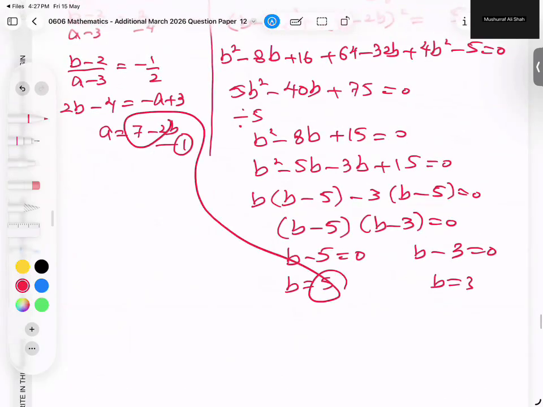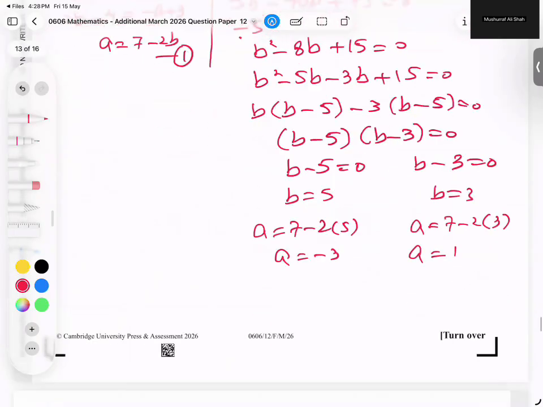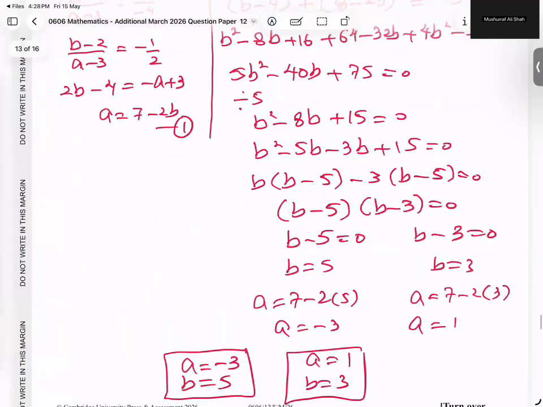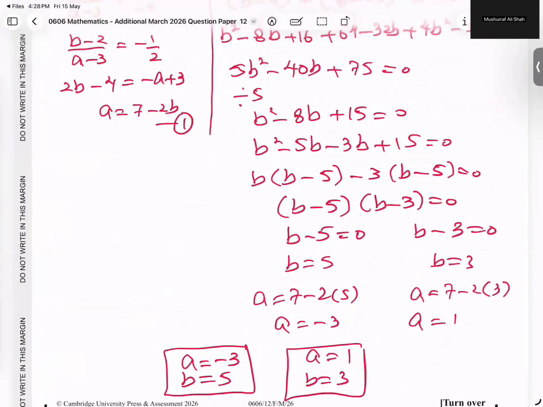This 5, I'm going to plug in there. So a is equal to 7 minus 2 times 5. And I'm getting here negative 3. So a is negative 3. Okay, this is clear. I think I can finalize now. This 3 goes there. So I think the point is very clear and we're getting two pairs. a is negative 3 and b is 5. And a is 1 and b is 3. And he was asking us to find the possible values of a and b. I hope the point is clear.